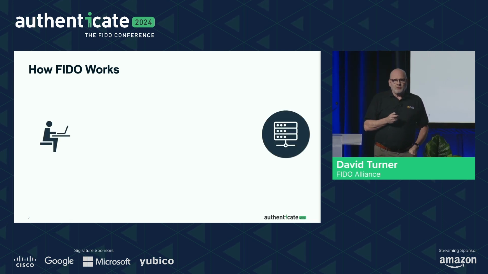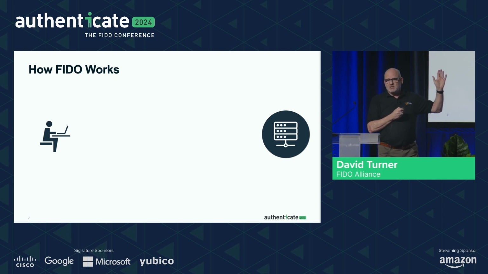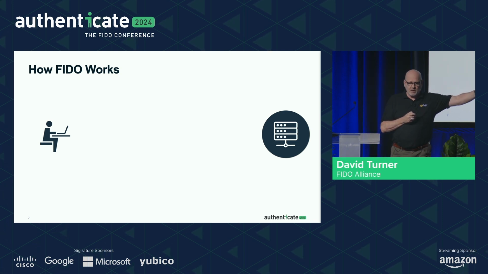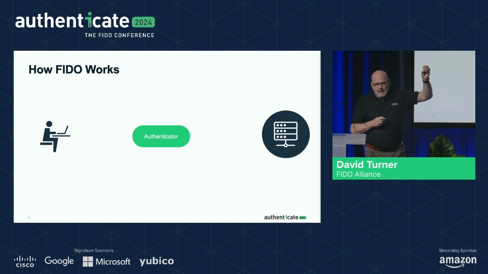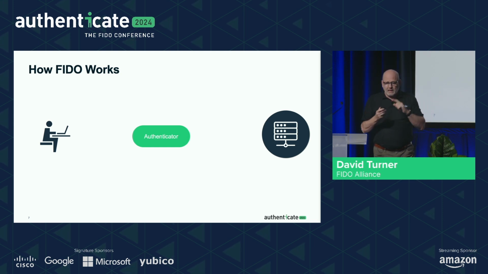So I'm going to walk through the model of how FIDO works. The original model looks like this. You had an end user. They interacted directly with the relying party. What's happening with FIDO is we've introduced a thing called an authenticator. And the role of the authenticator is to be essentially the intermediary between you and the relying party.